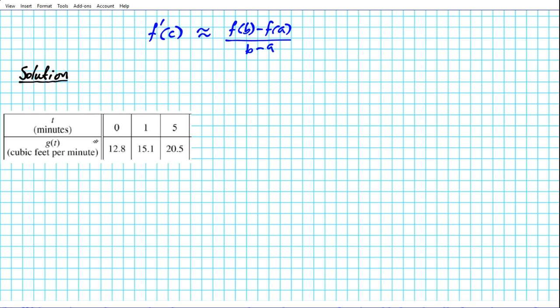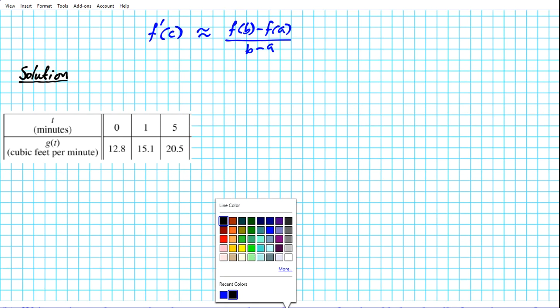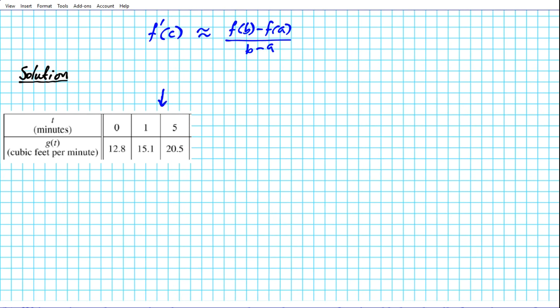I just took a snapshot of the relevant part of the entire table that we need. So we're asked to approximate the derivative at 3. If you look at the table, where is 3? 3 is between 1 and 5 in the given table. So with this presentation, we can determine what A, B, and C are. C is the interior point in the interval.